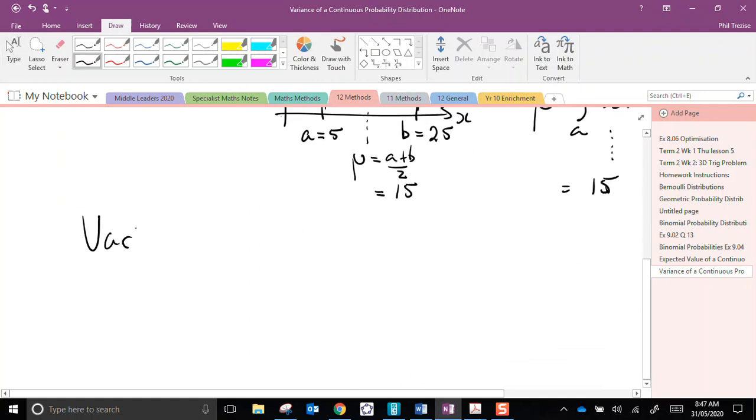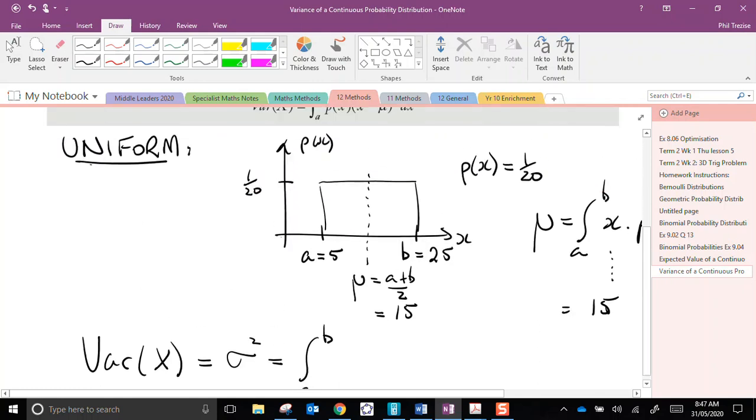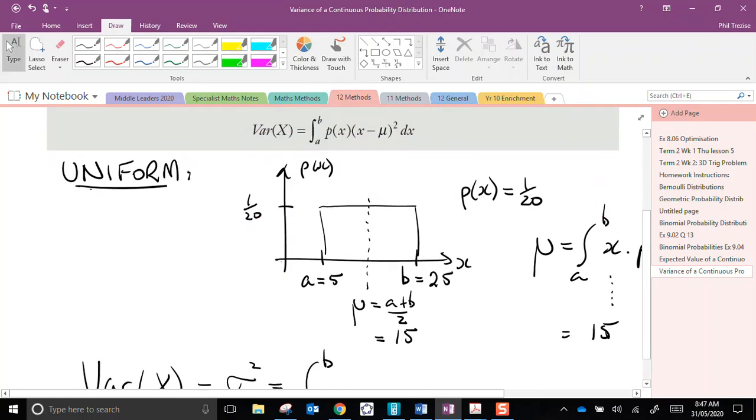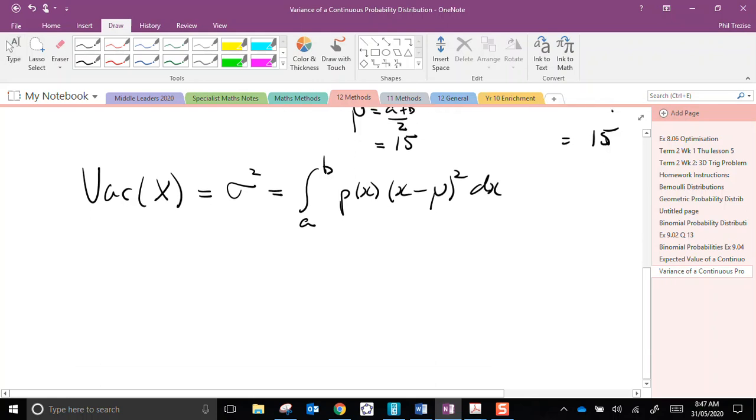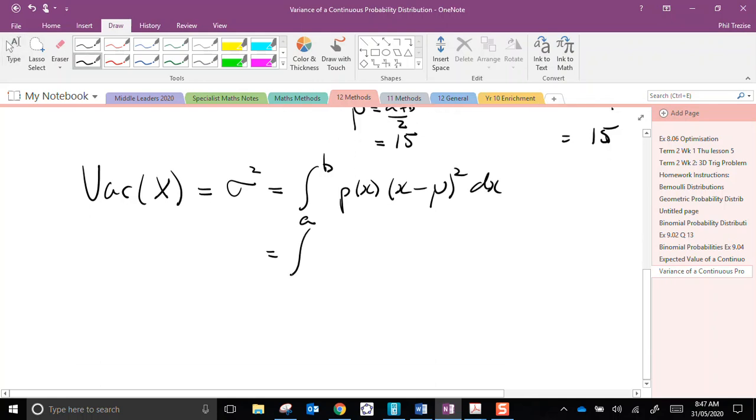The variance of our probability distribution, which can also be symbolized as the standard deviation squared, is equal to the integral from a to b. Let's go and check our formula. It's the probability function p(x) times (x minus mu) squared dx. There we are. Now, what does our function look like?